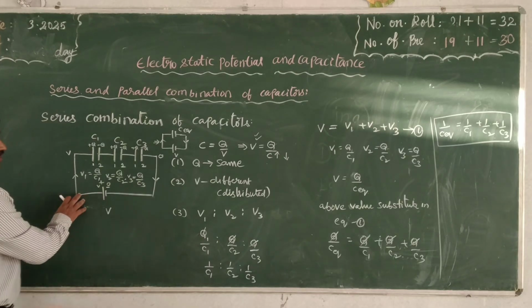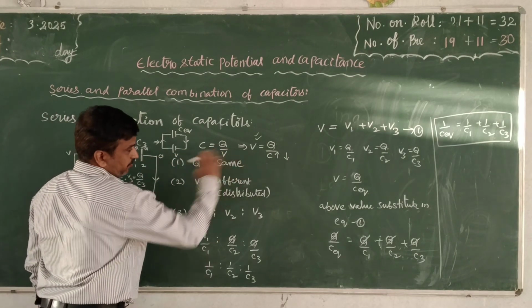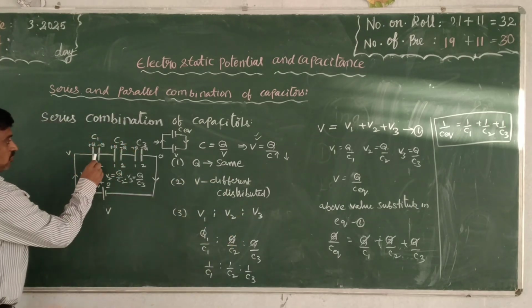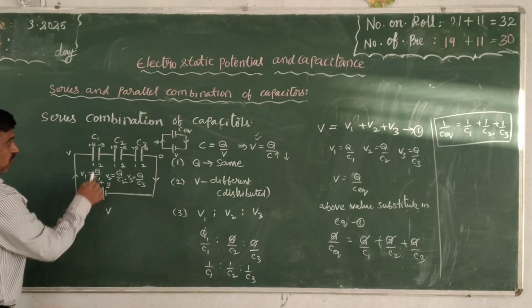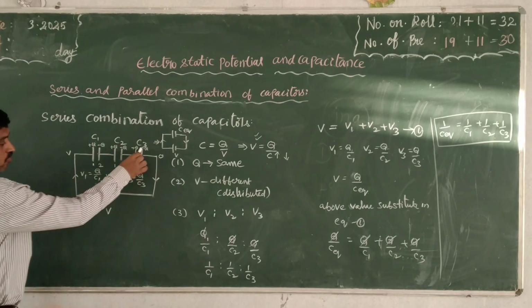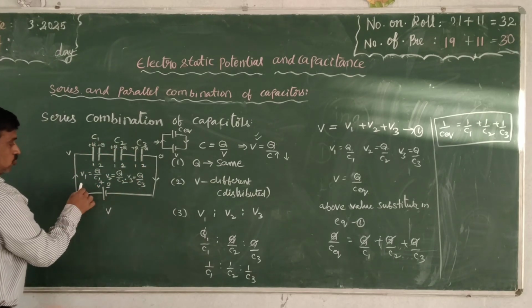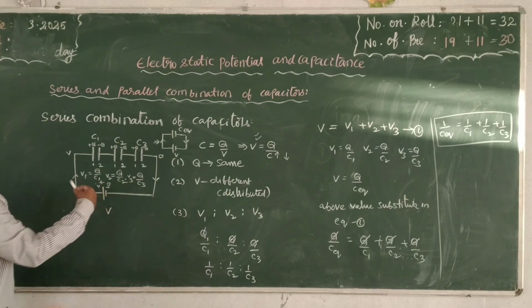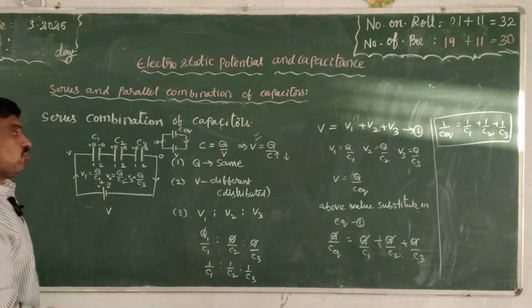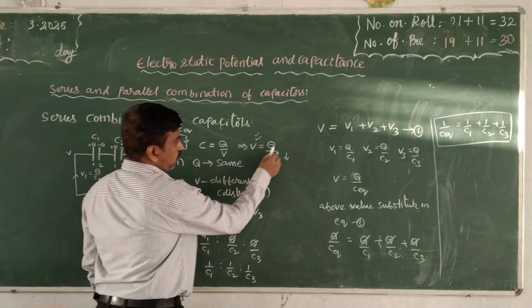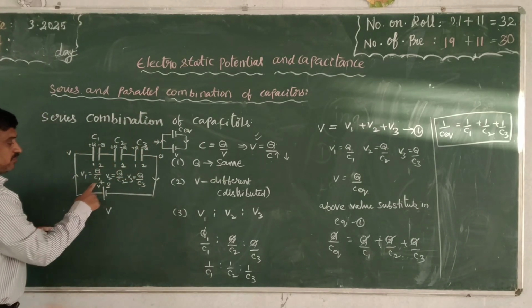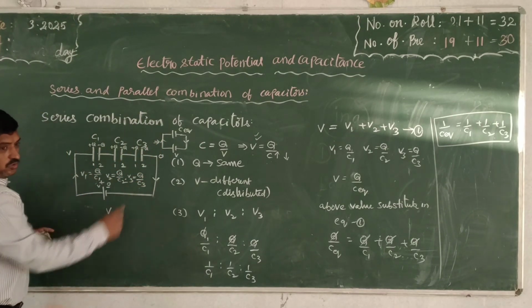In this case the charge is the same and the potential is different, so it is distributed. The charge is the same, Q, Q, Q, and the capacitances are C1, C2, C3. Capacitance is different, so the potential changes. The one with more capacitance has less potential, and the one with less capacitance has more potential. V equals Q by C, so V1 equals Q by C1, V2 equals Q by C2, V3 equals Q by C3.